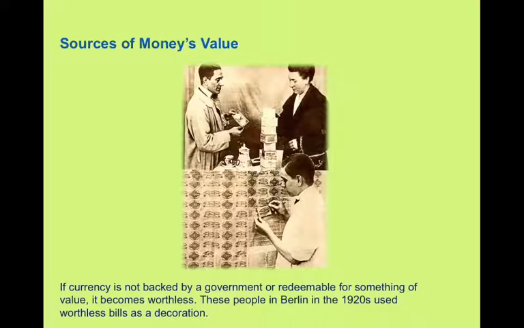But not all currency is backed by something. For example, the United States went off the gold standard in 1972. Our money is not backed by any precious metal. So if currency is not backed by a government or redeemable for something of value, it becomes worthless. Our money has value because it is backed by the government and is payable for all debts, private and public.